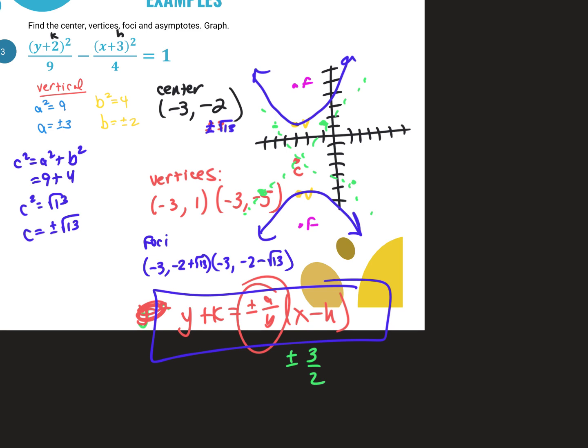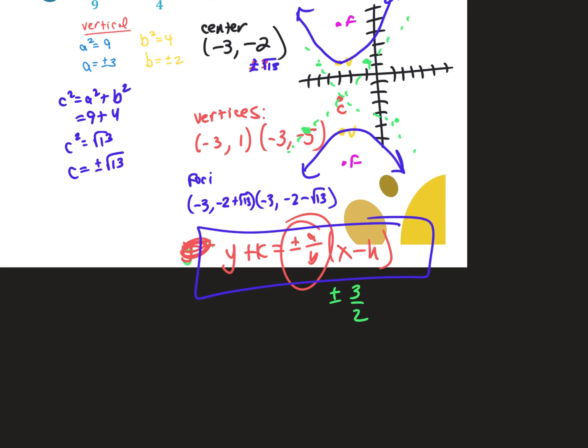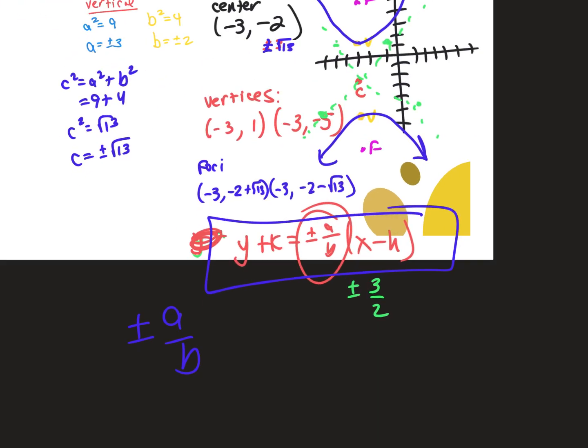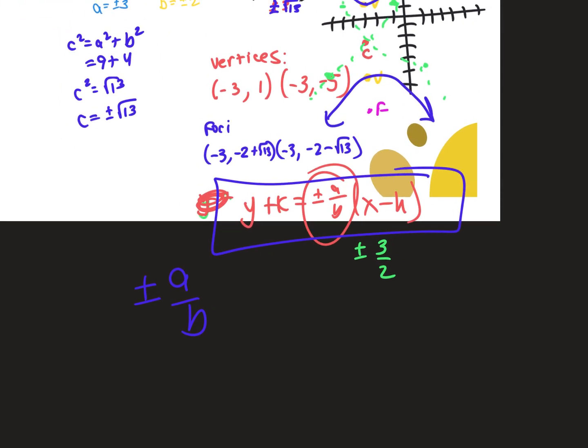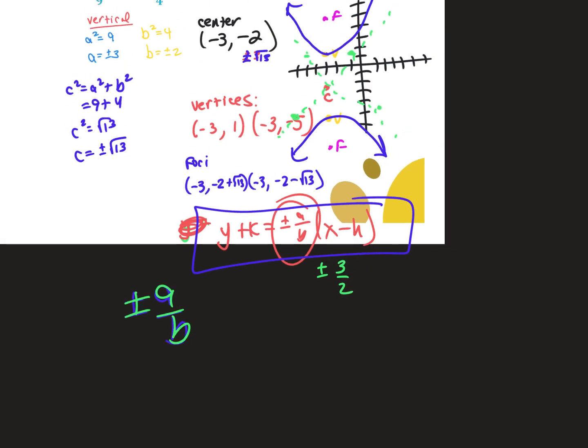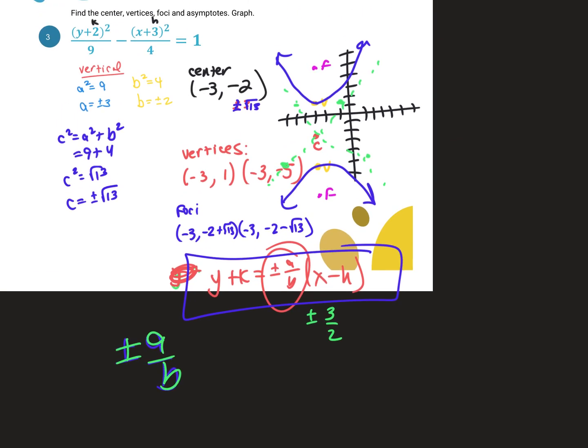Questions? Are we okay? Minus 3 over 2. Where did I get it from? The equation of your asymptote, since this is a vertical, you take the a value over the b. It's on the last slide. If it was horizontal, it would be b over a. What did you do for the x minus h? It's just the center. So from the center, I went up 3 over 2, down 3 over 2 in both directions to find your little boundary lines.